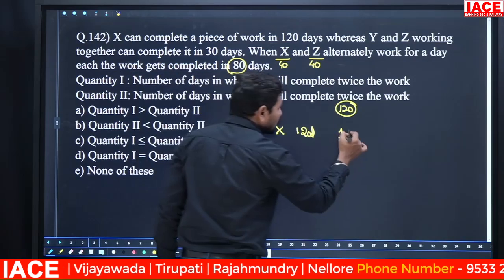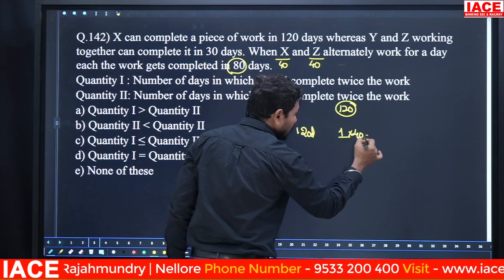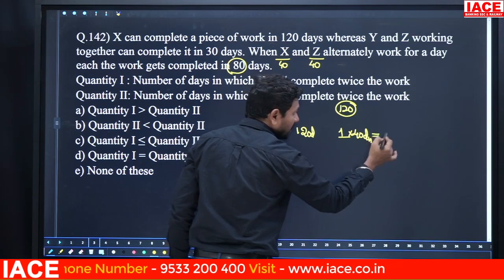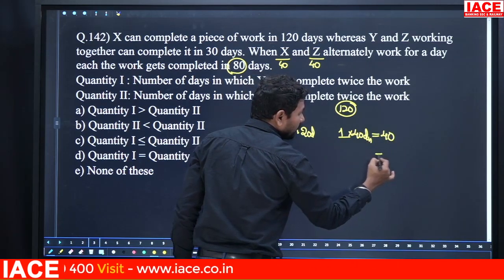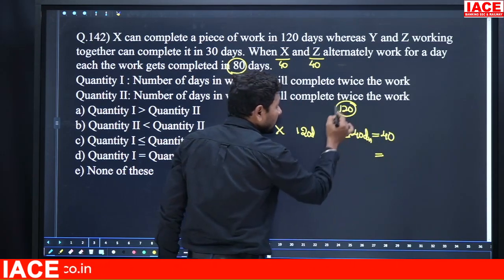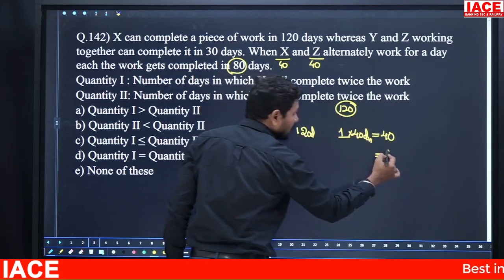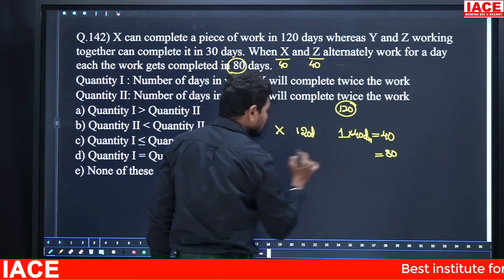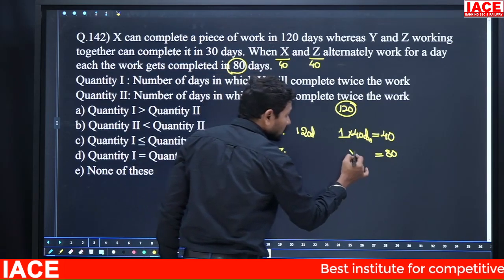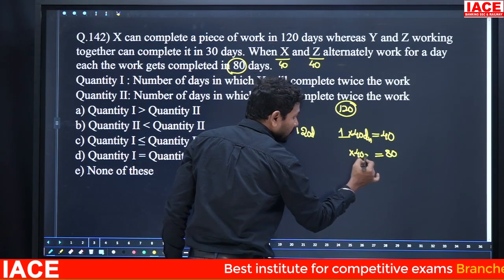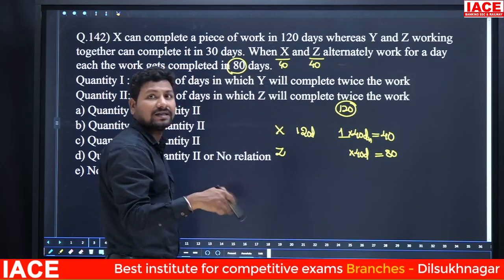Then X works for 40 days with efficiency 1. How many units will be completed? 40 units. But the total work is 120. Of this, 40 units are completed by X, which means the remaining 80 units are completed by whom? Z. Z also completes the remaining part of the work in 40 days.